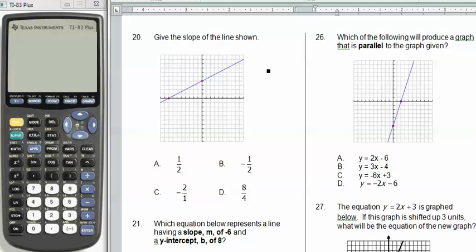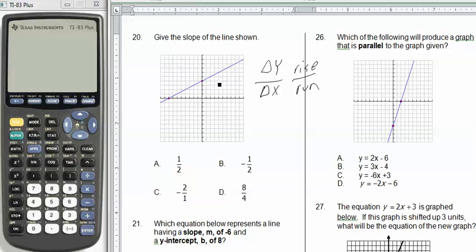So if we remember, slope is delta y over delta x, or rise over run. So we find this point here, and the next point that we can see very clearly is right here. So how much did we have to go up? We went up 1, and we went over 2. So the rise is 1, and the run is 2. So the slope would be 1/2.